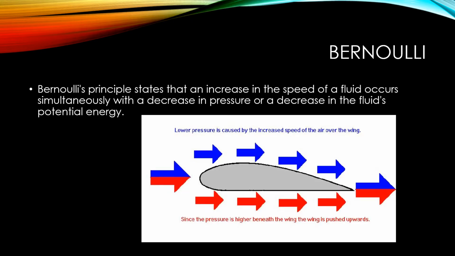Bernoulli's principle can help us in this situation. This principle states that an increase in the speed of a fluid occurs simultaneously with a decrease in pressure or a decrease of the fluid's potential energy. As we see here in this picture, the air over the top of the wing is being scrunched down due to the curvature of the wing, so it's going to have an increase in speed, and that would decrease the pressure on the top of the wing. The pressure on the bottom of the wing is still high because it is going in a straight line and there's no constriction going on.